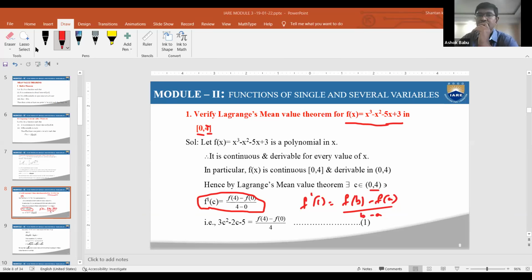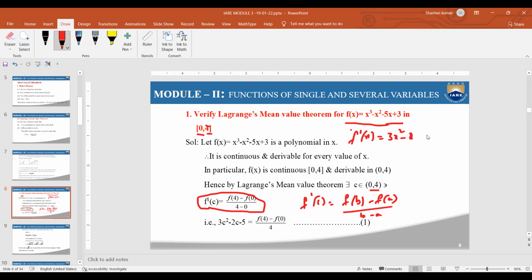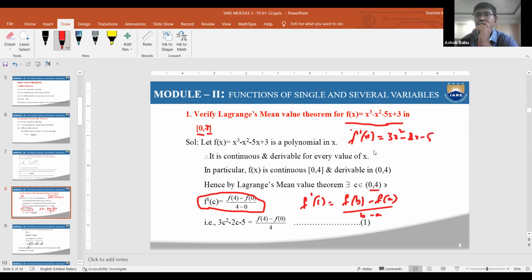Okay. Here, whatever the formula, f dash of c is equal to f of b minus f of a by b minus a. Then what is required? First, we need f dash of c only. That f dash of c is nothing but what is required here. f of x is equal to, first you find out f dash of x. Therefore, f dash of x is equal to 3x square minus 2x minus 5 is the value. Now f dash of x is equal, this means we require f dash of c only.